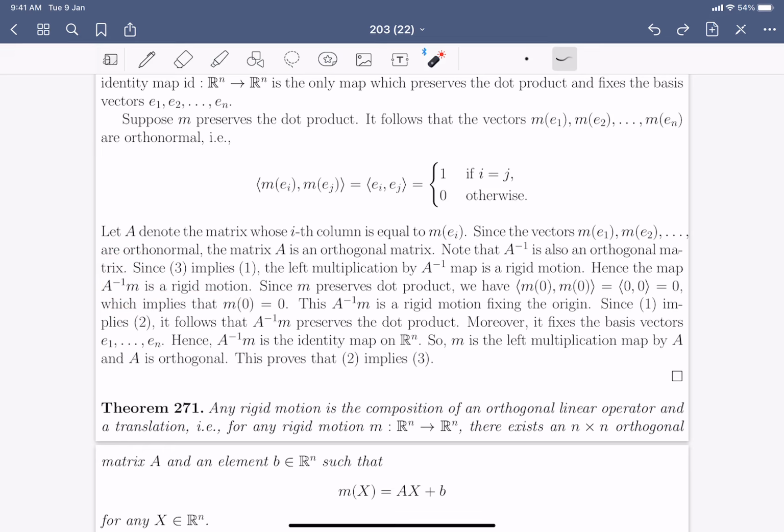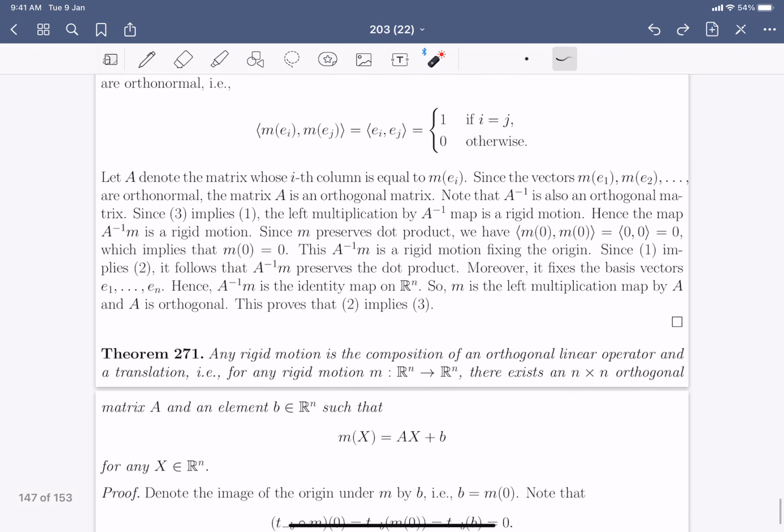Since we know that M preserves the dot product, M of 0 has to be 0. Why? Because the dot product of M of 0 with itself has to be 0. It follows that M of 0 is 0. So by now we have established that A inverse M is a rigid motion. We have shown that M fixes the origin, and A inverse denotes left multiplication by an orthogonal matrix, so A inverse M also fixes the origin.